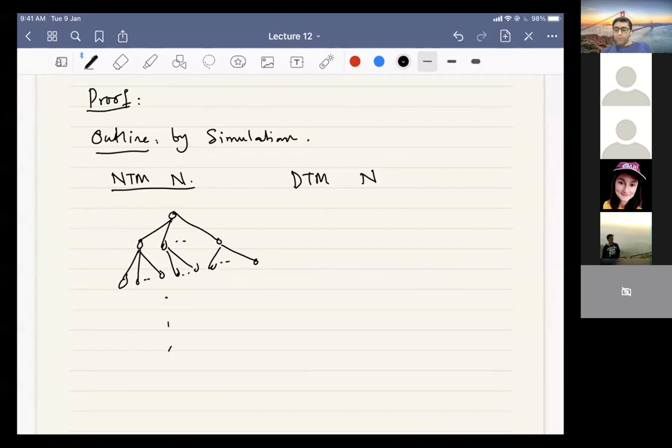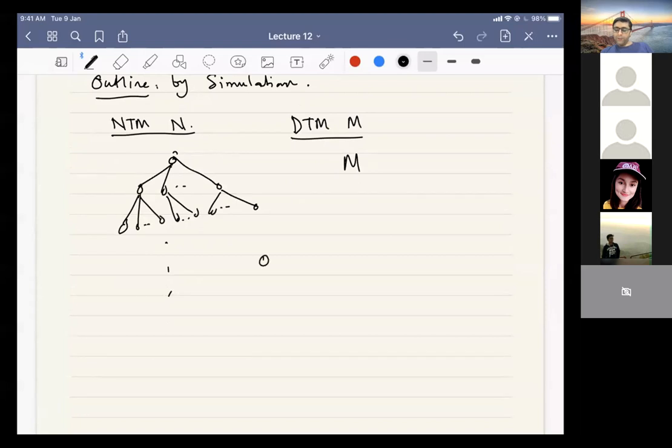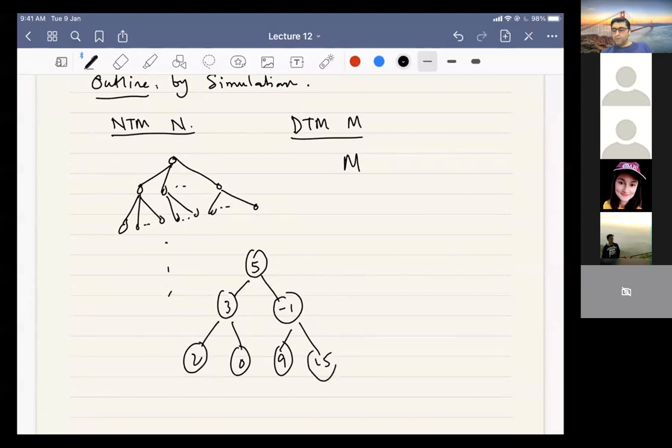So what we would do, we would say, okay, M tries each and every path that this tree has, one at a time. Do you remember, for example, if I give you a tree, let me write it here, let's say A, five, three, minus one, two, zero, nine, eight. Suppose I have this binary tree. If I ask you to do depth first search.